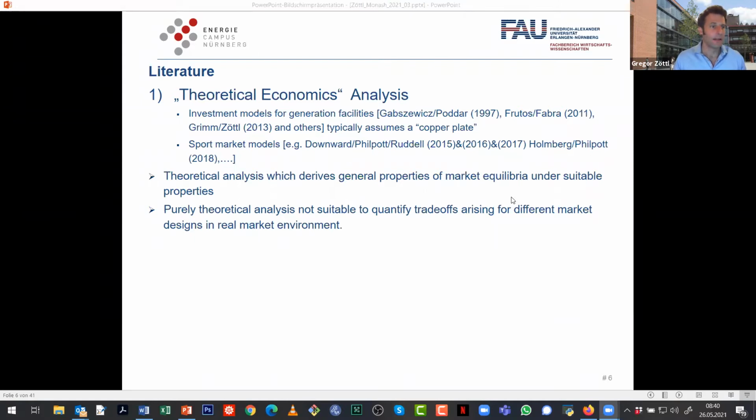For the specific case of investment and also spot market operation in electricity markets, we have done some work, and there's also lots of work by Andy Philpott, I guess, who is from Australia, and many others. I was somehow focusing on some Australian guys here. Basically, those theoretical analyses typically derive general properties of those market equilibria under suitable assumptions. Clearly, those studies can very well take into account the objectives of different agents. All that is very nice.